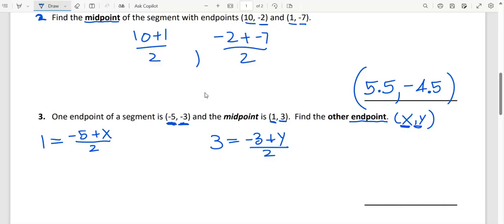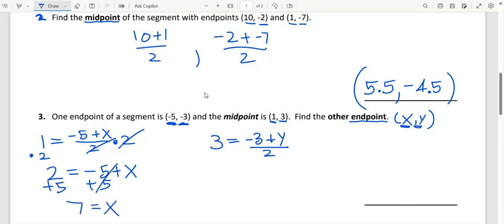And do you know how to solve an equation with a big old dividing by 2? Well, do the opposite. What is the opposite of dividing by 2? Multiplying. So watch this. Your first step when you're solving these, you multiply by 2 on both sides. Cancels out on the right. 1 times 2 is 2. -5 plus x. Last step to get x by itself. How do I get rid of a loner -5? The opposite is +5. 2 plus 5 is 7. My other endpoint x value is 7.